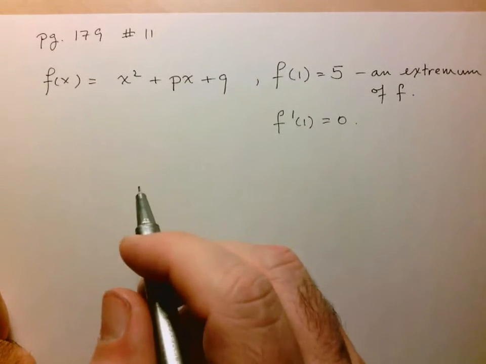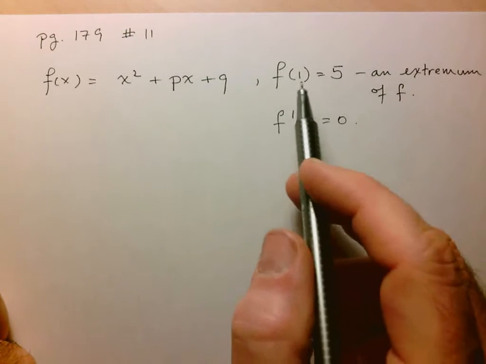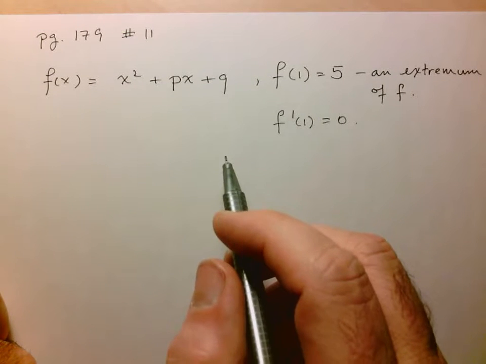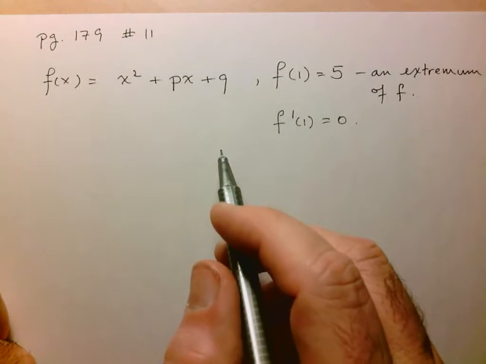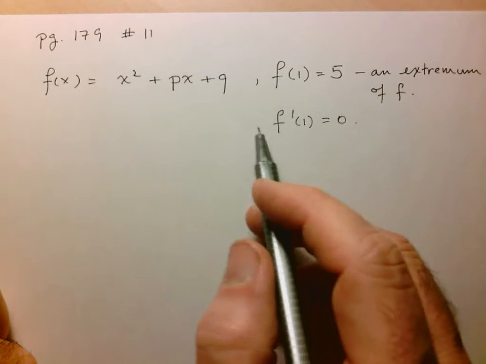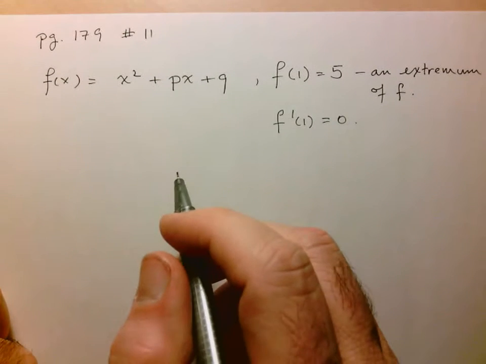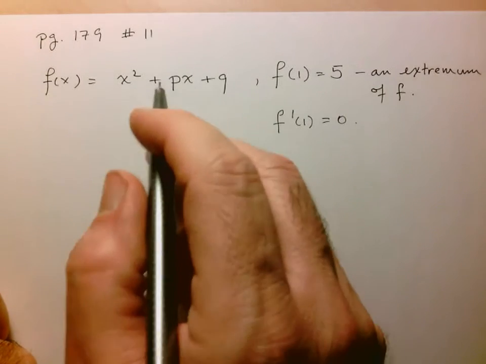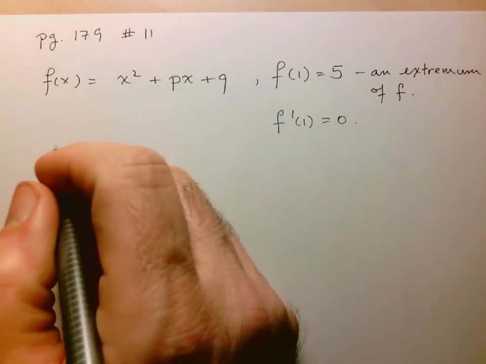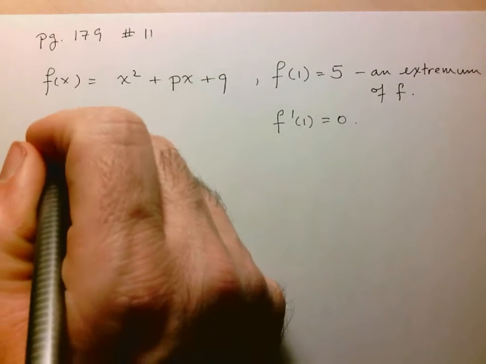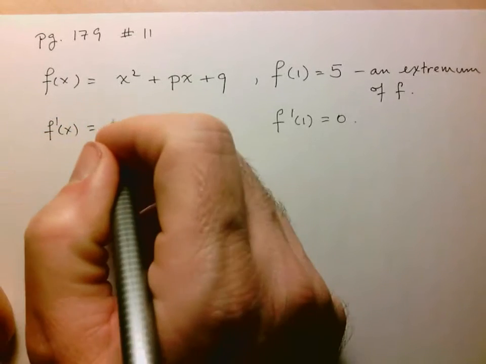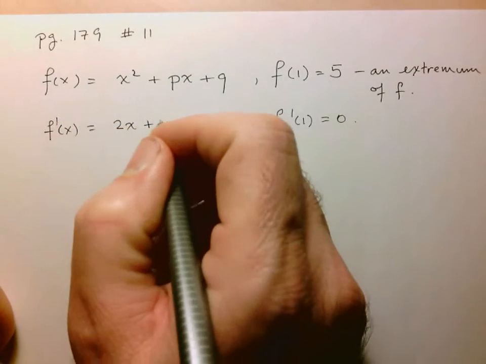So I have to choose which piece of information to input first. But I think a trick you've seen a few times now is that I'm actually going to work with the derivative first, because when I take the derivative of this function, the q is going to disappear since it's just a constant, leaving me only the p to solve for. So I'll start by finding the derivative here. So f prime at x is equal to 2x plus p.